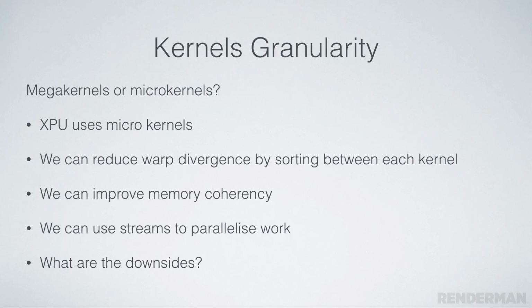Further, if we're able to sort the batches for small packets of work within a batch, we can launch kernels to deal with these in a separate stream to overlap the execution of that small amount of work with much larger amounts of work. So there's a lot of benefits that we find for using microkernels. But what are the downsides?